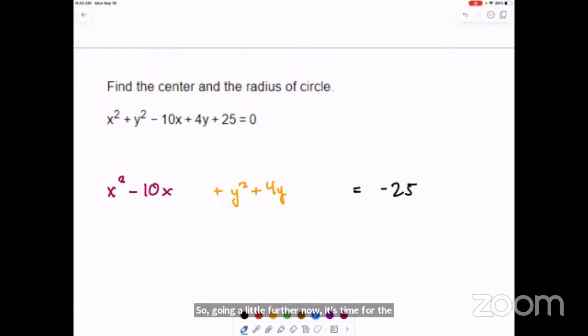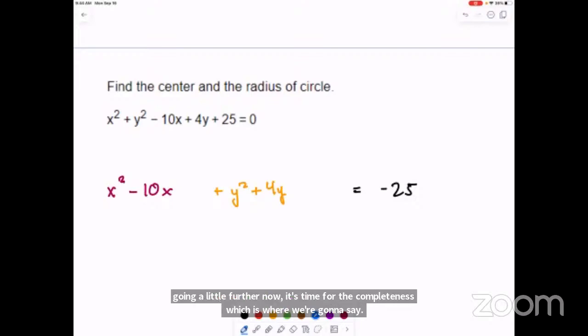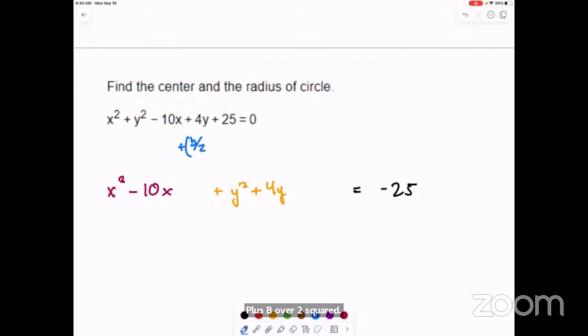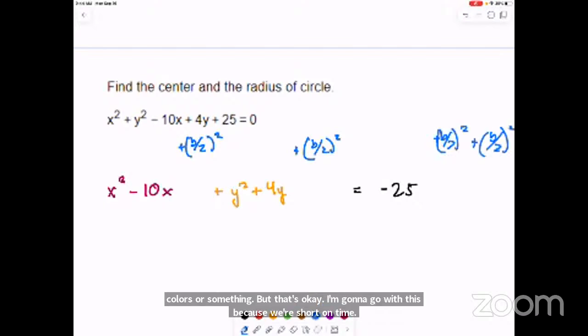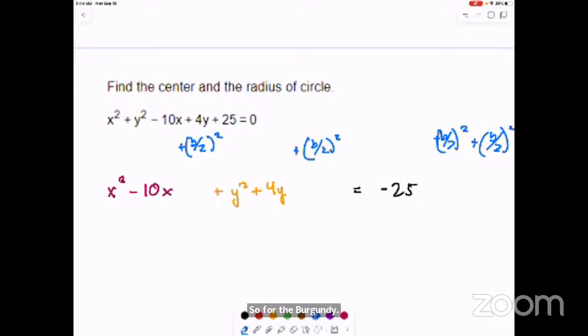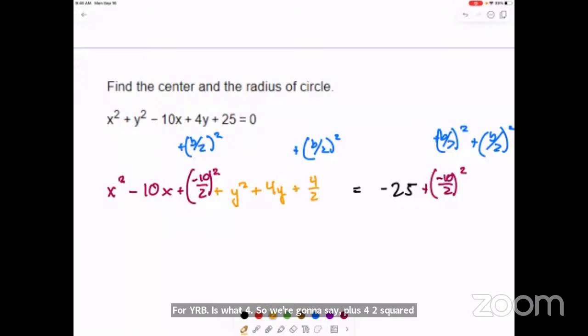Going a little further, now it's time for the completing the square step, where we're going to say plus b over 2 squared. We're going to do the same thing here, b over 2 squared, and then two more times over here, b over 2 squared. I probably should use different colors, but that's okay. We're going to go with this because we're short on time. For the burgundy, we're going to say plus negative 10 over 2 squared, plus negative 10 over 2 squared, so that you know that came from the x term. For our y, our b is 4. So we're going to say plus 4 over 2 squared, plus 4 over 2 squared.